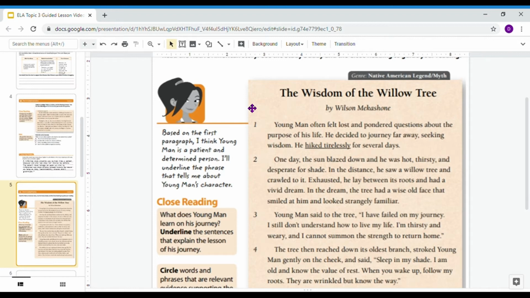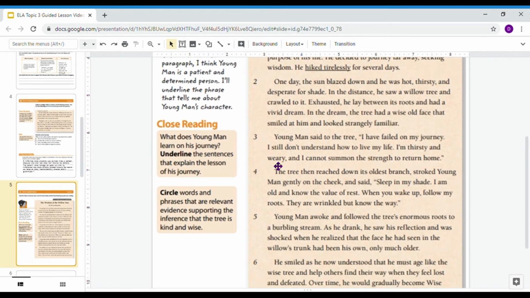Young Man often felt lost and pondered questions about the purpose of his life. He decided to journey far away, seeking wisdom. He hiked tirelessly for several days. One day, the sun blazed down, and he was hot, thirsty, and desperate for shade. In the distance, he saw a willow tree and crawled to it. Exhausted, he lay between its roots and had a vivid dream. In the dream, the tree had a wise old face that smiled at him and looked strangely familiar.